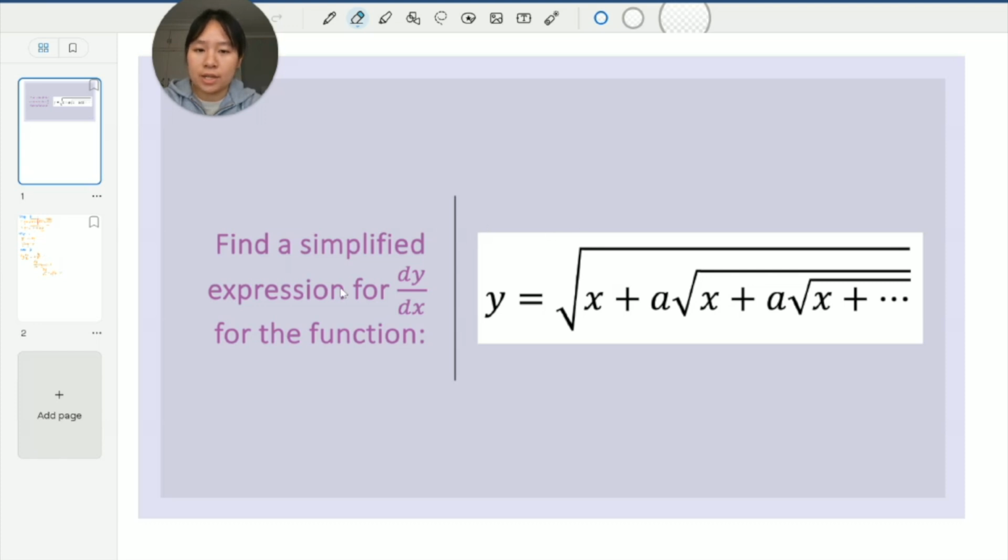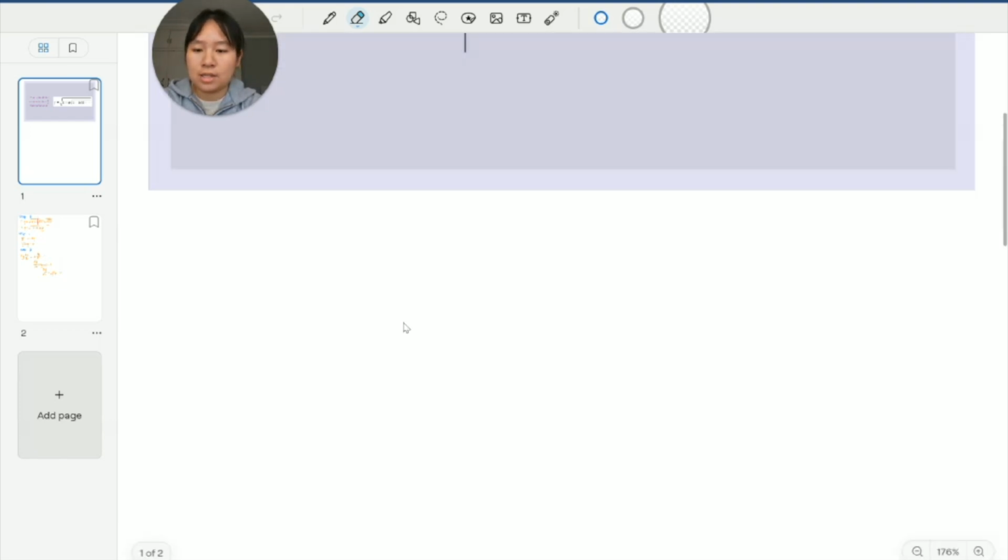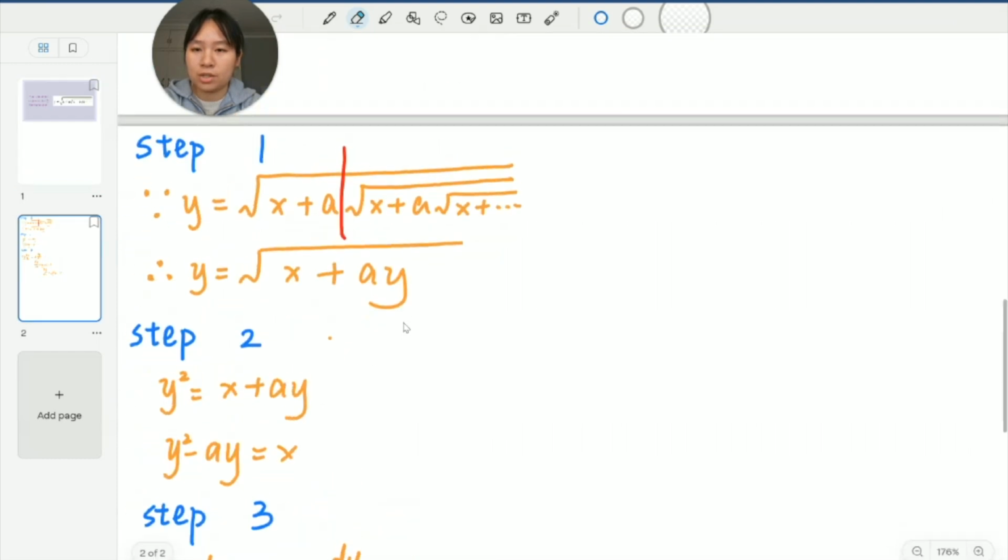So today we'll take a look at this question together to find the simplified expression for dy over dx for the function shown on the right hand side. By looking at this question, the first thing that comes to my mind is that it's sort of in this infinite loop, right? It just goes on and on forever on the right hand side. So let's take a look at step 1 of the question.